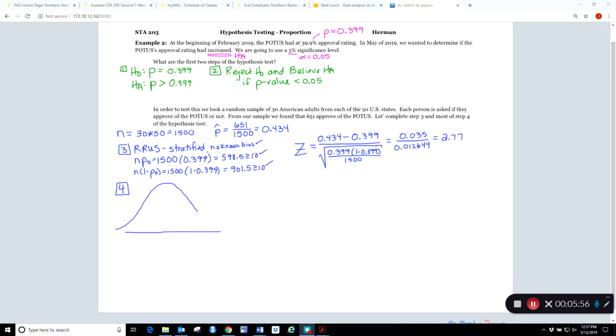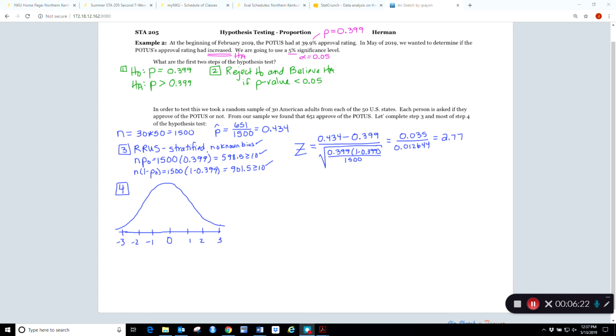Now that I'm drawing my picture based upon z, z is always centered at 0, and the numbers I would put on here are always just looking at how many standard deviations away. This is a much easier picture to draw each time, which doesn't change, right? Because z is our way of standardizing things. So my z picture is always going to look the same, which is really nice.